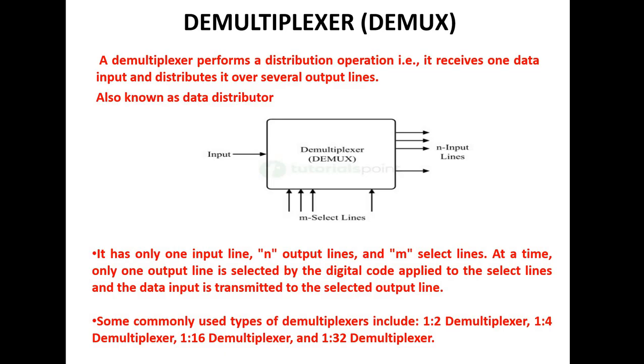Some commonly used demultiplexers are 1 to 2 demultiplexer, 1 to 4 demultiplexer, 1 to 16 demultiplexer, and 1 to 32 demultiplexer. For example, in 1 to 4 demultiplexer, the input is 1 and the output lines are 4, and 2 selection lines are used to select the output. So in this way, the combinational circuit is designed.